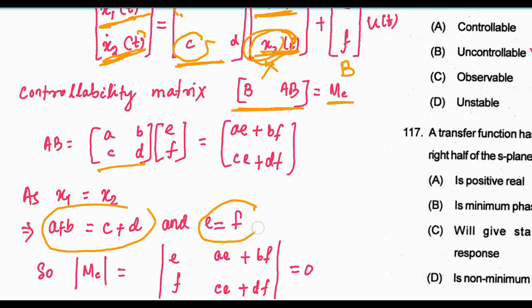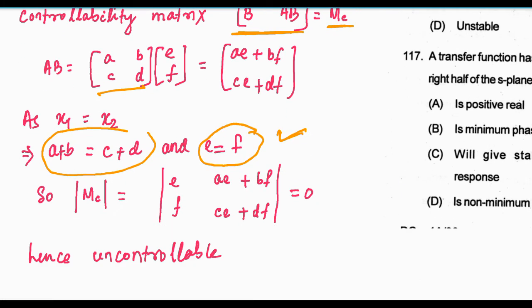E and F are the elements of the B matrix. So what is the mod of MC? MC is the controllability matrix, and its magnitude, or the determinant, will be E, AE plus BF, F, CE plus DF, which is equal to 0, because this row is equal to this row. These rows are equal.